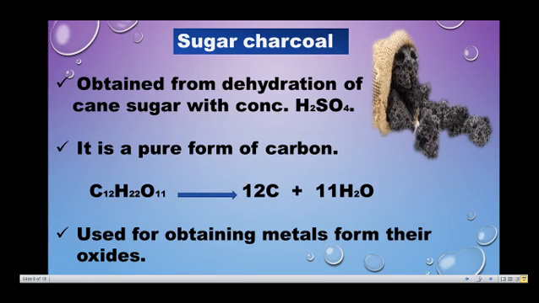It is especially used for obtaining metals from their oxides. Already I told you charcoal acts as a reducing agent, that means it removes oxygen, so it is used for obtaining metals from their oxides. Once the oxygen is removed from the metal oxides, we can easily extract the metals from the ore. So these are the uses of sugar charcoal.